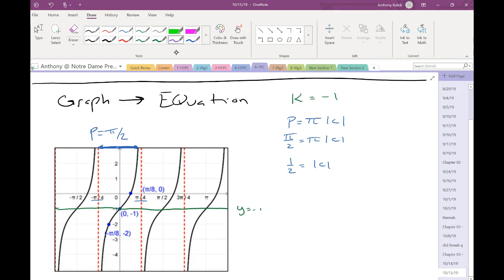Is that okay, Matt? Okay. I don't want to make it more complicated than it needs to be. That's good enough, right? Okay.